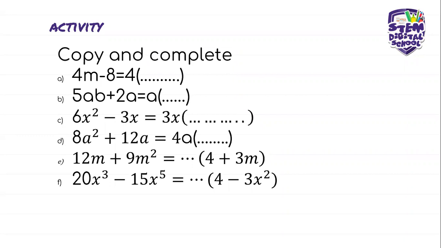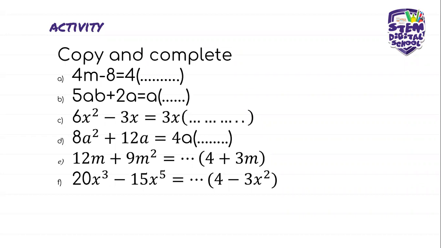So in our case, what we have done here, we looked at 8a squared plus 12a, and we realized that 4a is the highest common factor, because in 8 and 12, 4 is the highest common factor. And then a is also the highest common factor of a squared and a. And then the answer would be 4a into 2a plus 3. So that was D. And then we can now proceed to E.